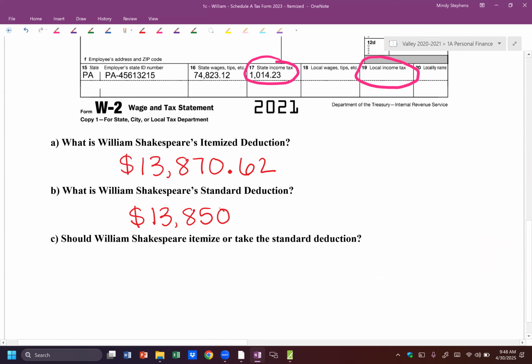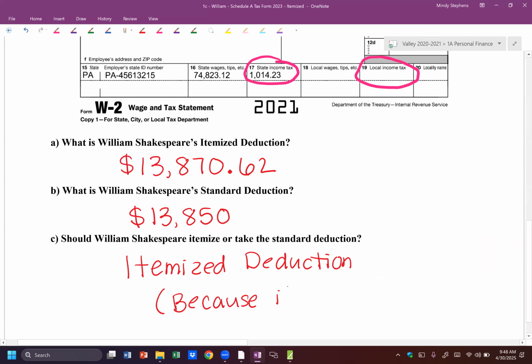Okay. Should William Shakespeare itemize or take the standard deduction? So which one are we going to do? The itemized, because why? It's bigger. So we're going to write itemized deduction. And I would even in your notes, just put a little note that says, because it is bigger. So write that in your notes. That way, when you're like, why did I choose that? You have that written right there and you don't have to look anywhere else. All right. So that's our whole goal, is to figure out if they're doing standard or itemized deduction.